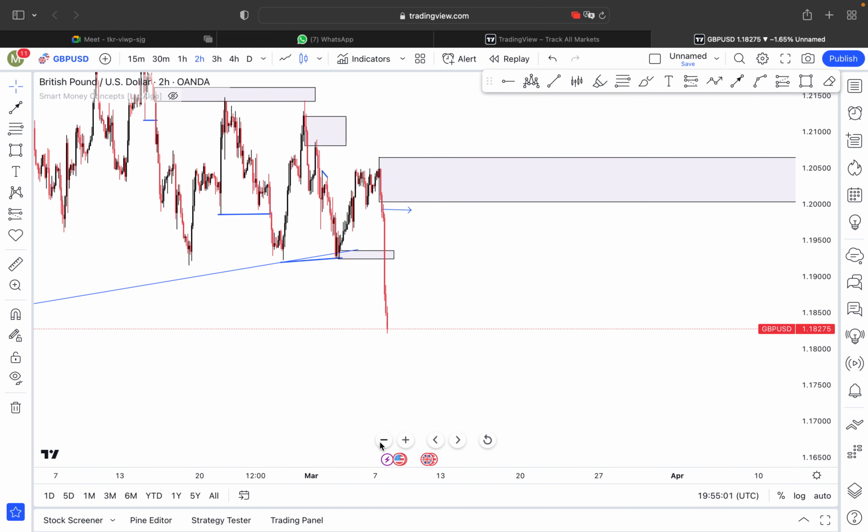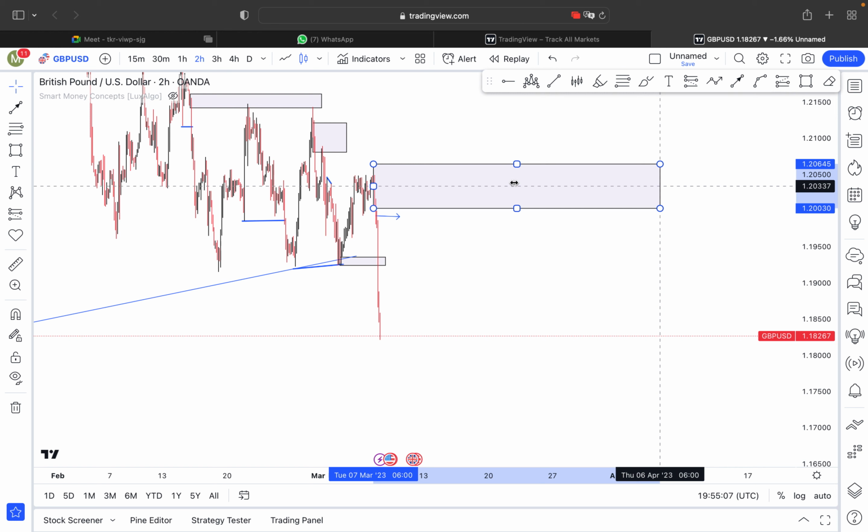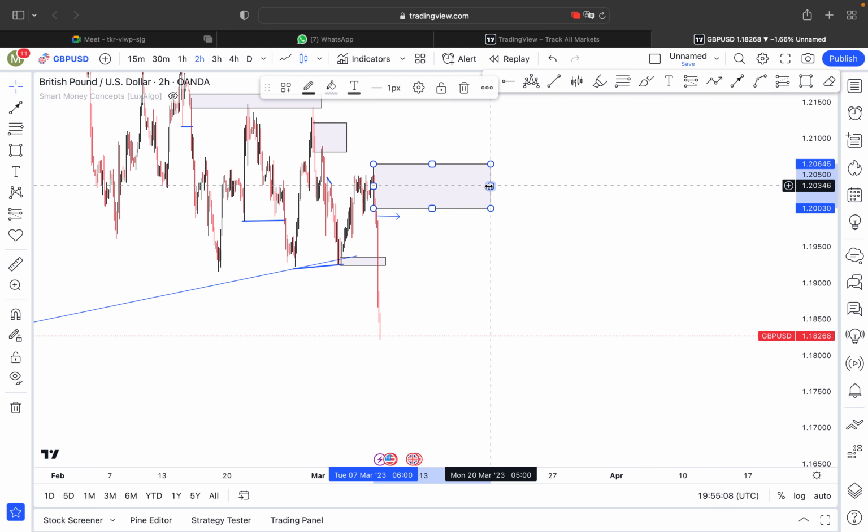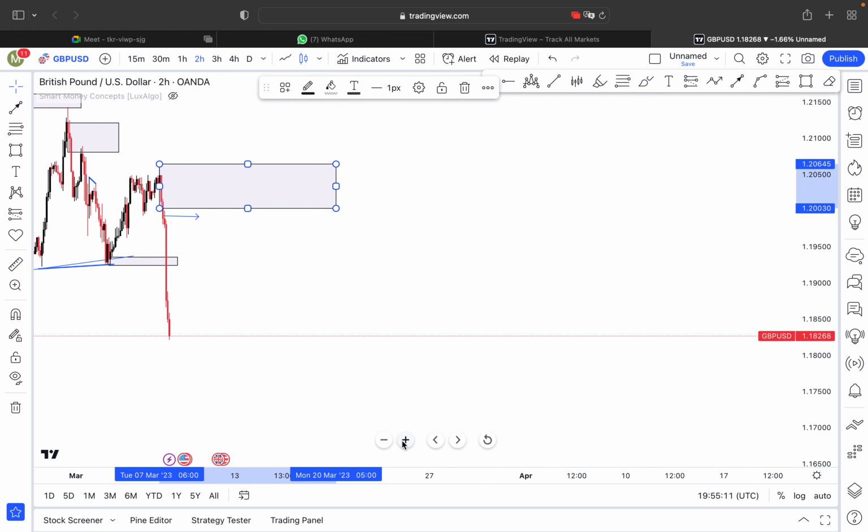So this is how I expect all of you guys to mark up your zones. Whenever I ask you to mark your zone, this is what I want you to do. Mark your zone and give me the conclusion on the time frame on which you are expecting your entries.